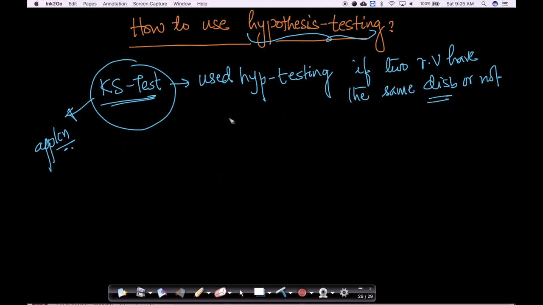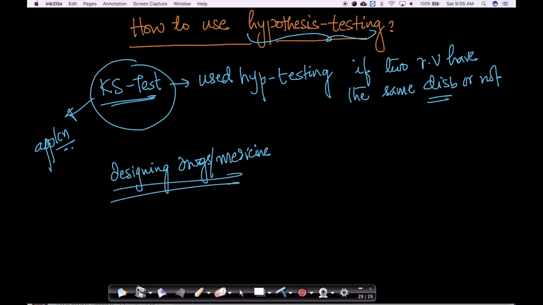So in this video, we'll take a slightly different example. Let's take an example in designing drugs, or designing new medicine by pharmaceutical companies. Imagine I have two drugs, let's call them drug 1 and drug 2. Drug basically means a medicine or a capsule or a syrup or an injection, any of these. Let's assume they're made by two different companies. Drug 1 is made by company C1, and drug 2 by company C2.